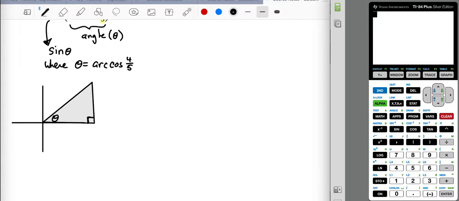Now, arc cosine of 4/5 is equal to theta. Well, I could take the cosine of both sides and get cosine of theta is equal to 4/5. It makes it a little bit more obvious that the 4 is the adjacent side and the 5 is the hypotenuse. Opposite side would have to be 3 because it's a 3, 4, 5 right triangle.